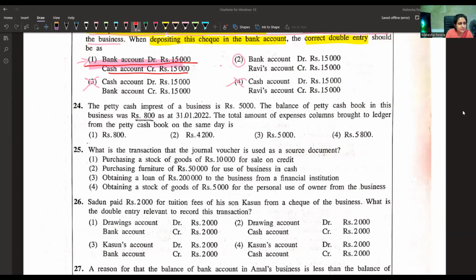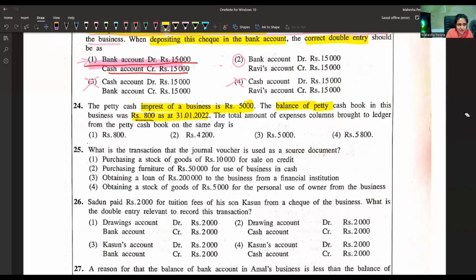Right. Now, the next question. You know there is always an MCQ from the petty cash book. Petty cash imprest. Let's highlight only imprest. And now they give us the imprest value, 5,000. Petty cash balance. The balance is 800 as at 31st of January.